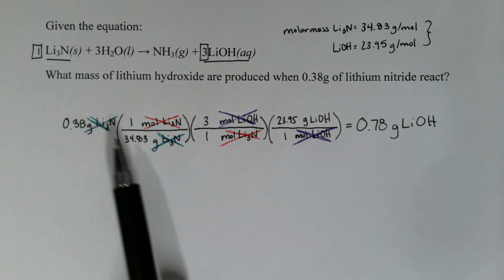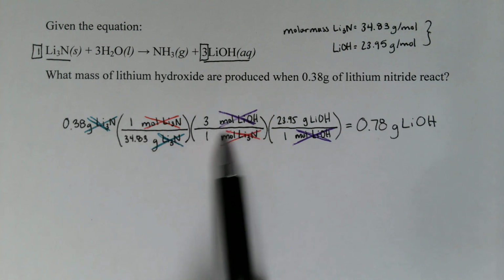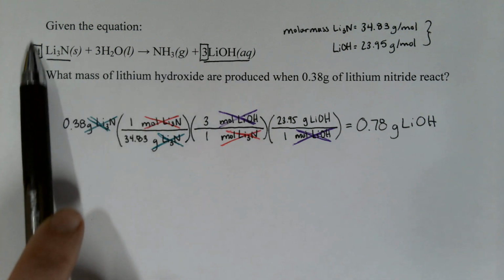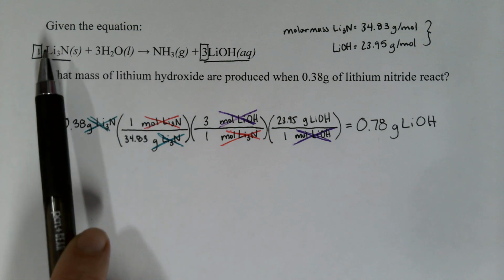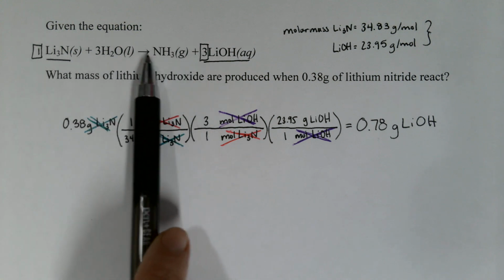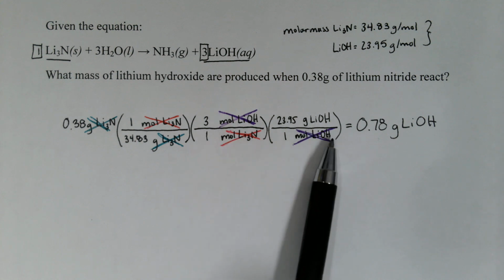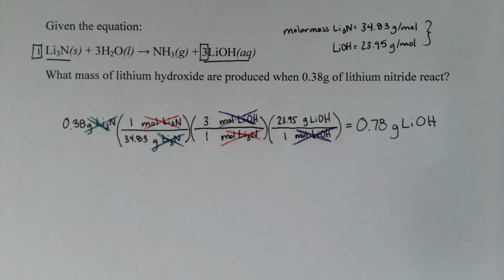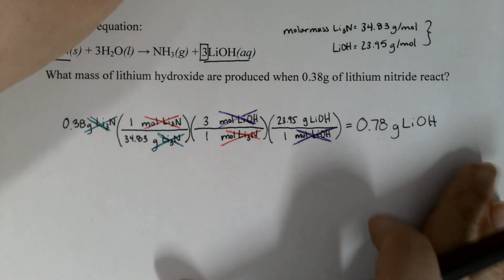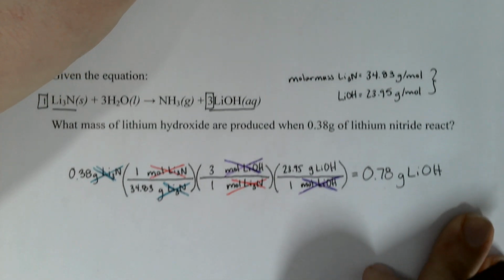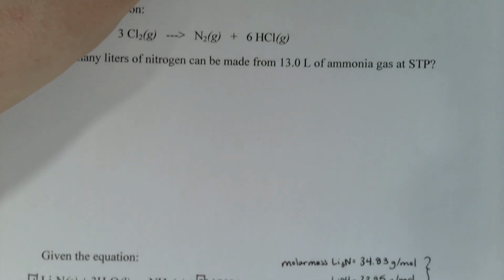You have to turn them into moles, convert between moles, because this is the only connection between the substances, the balanced reaction. So we need to use these coefficients. And then after we convert to the other substance, you can go back to grams. Let's try this one more time, but this time with, instead, volume.